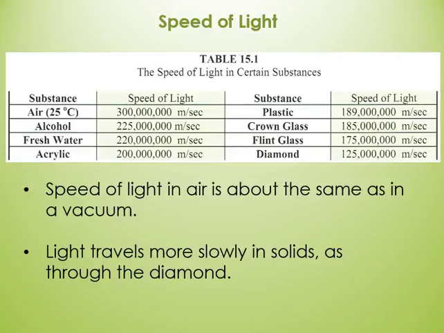Here's a chart that will help you to remember about the speed of light. And it shows in the chart, and you can see here with air, speed of light is 300 million meters per second. But when it travels through a diamond, it's reduced to 125 million meters per second. This is because diamond is solid and it's dense, and the denser the material is, the more difficult it is for light to get through.